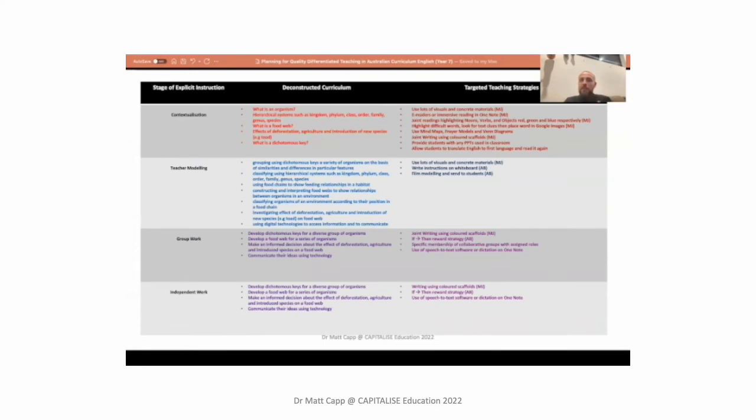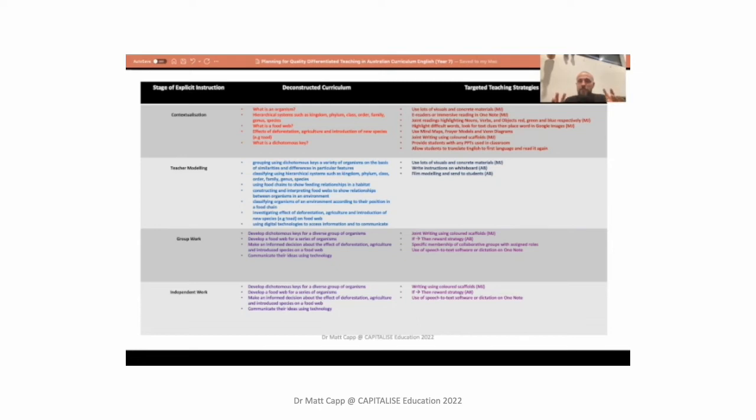Notice that during each one of those stages of the explicit instruction model, the strategies change, because the strategies are not always going to be useful. When I'm contextualizing the knowledge, the strategies I use there will be different to the strategies I use when I'm modeling a skill. When the students are working in groups, the strategies that will be useful for breaking down barriers to the learning process there will be different to when they're working independently.